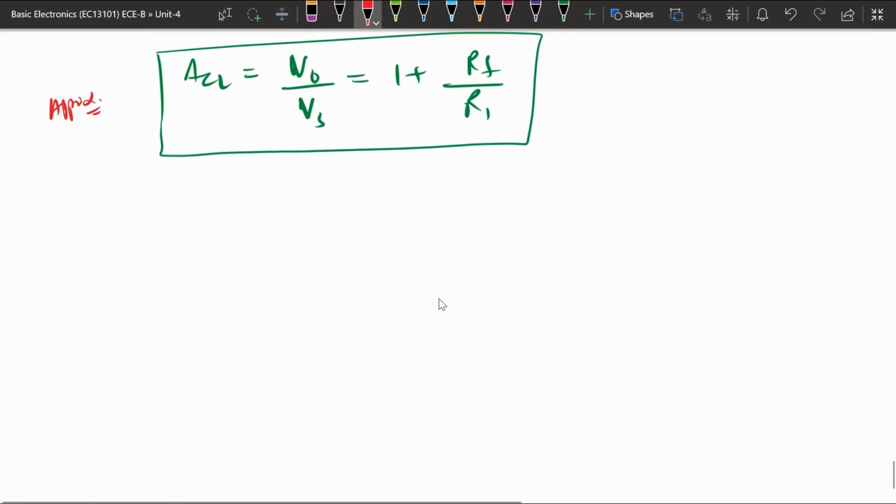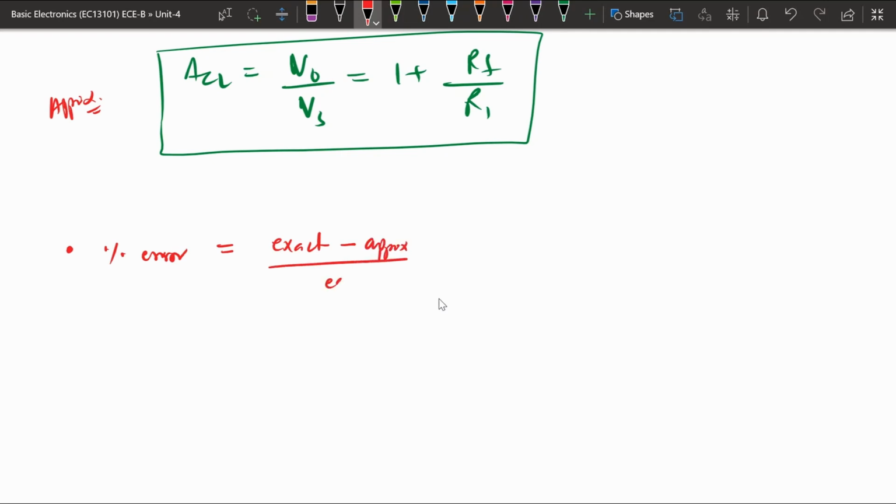And one more term: sometimes in objective type questions it is asked what is the percentage of error. Percentage error is asked even in GATE and some PSU type objective questions. So error is given by the exact value of gain, in case of negative feedback inverting and non-inverting, minus the approximate value of gain, divided by the exact value of gain, multiplied by 100. So this will give the percentage error in the calculation of gain. This is how we do the analysis in case of inverting and non-inverting amplifier.